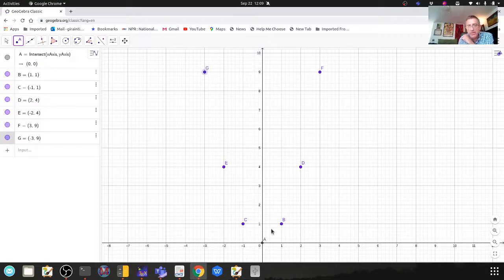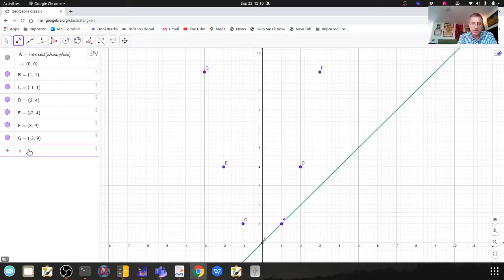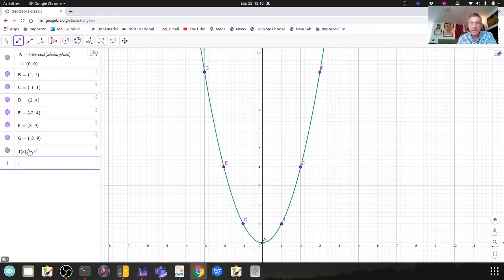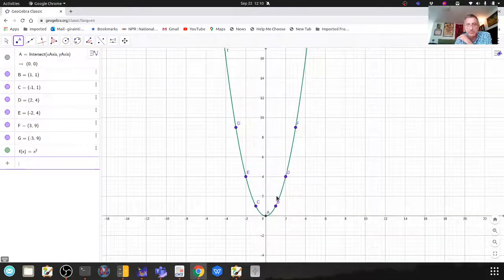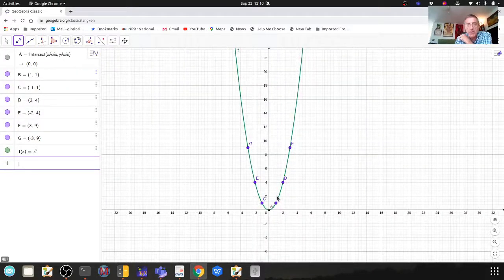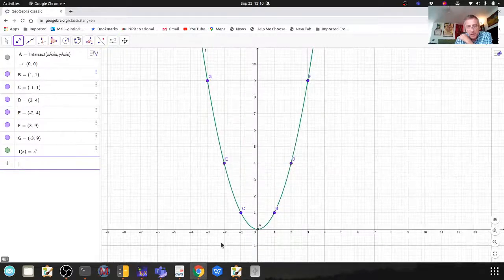So we want to kind of draw a line through those, and I'm going to make the computer do that. And right there the computer has done that. And that is the graph of y is equal to x squared. It's called an upward facing parabola. The lowest point, called its vertex, is at the origin.